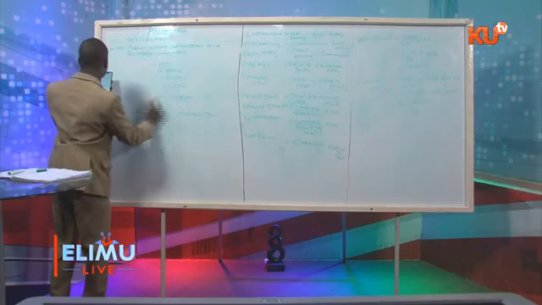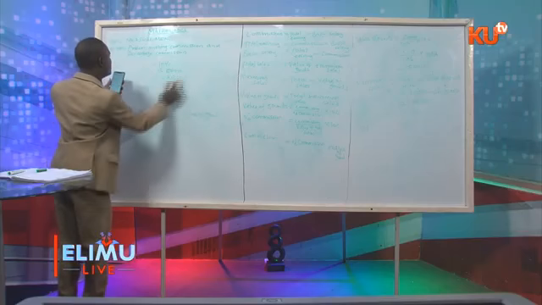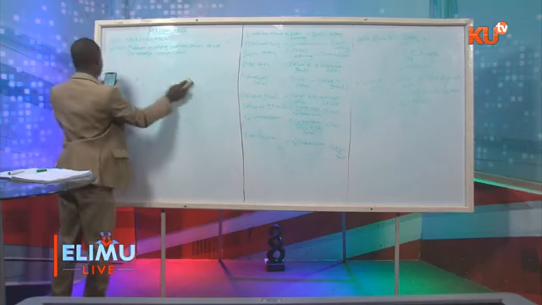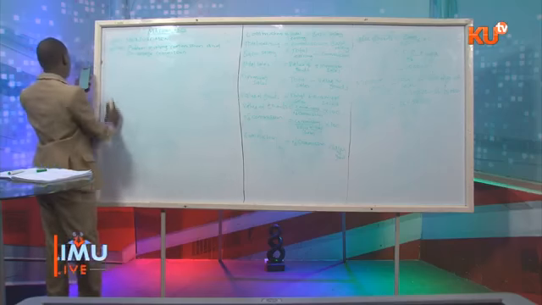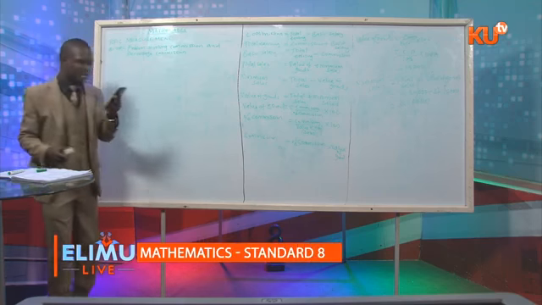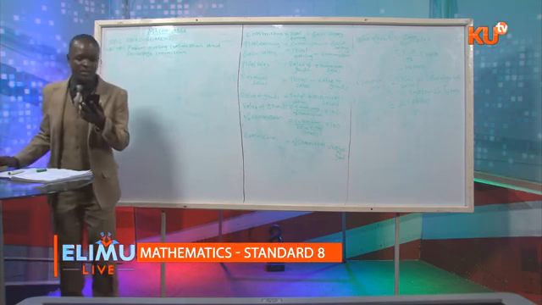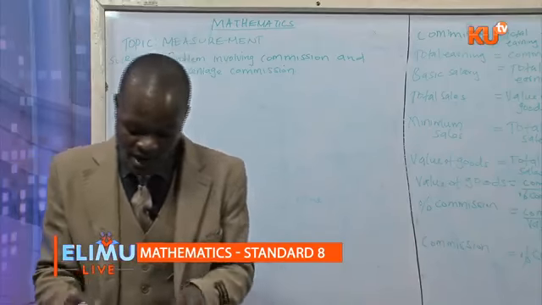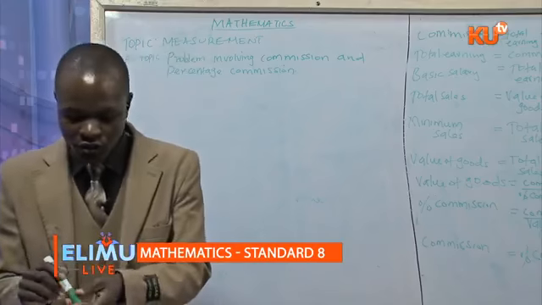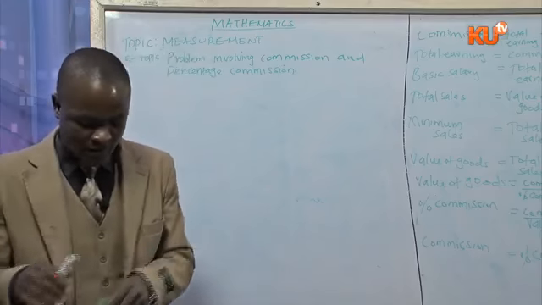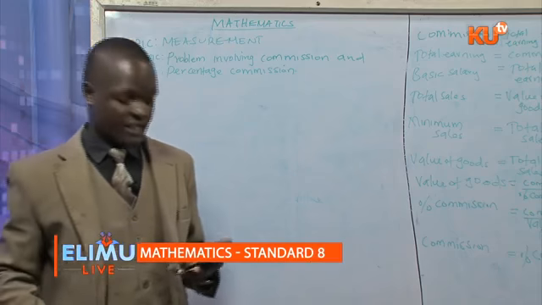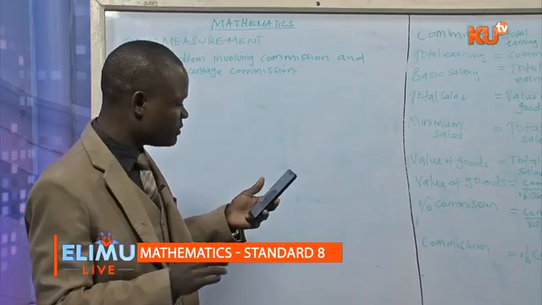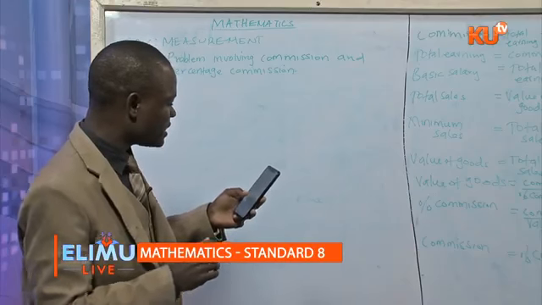So the question I read: an agent earns a basic salary of 4,500. In 1 month, he sold goods worth 8,000 and was paid a total salary of 4,900. What percentage commission did he get? So now this one requires us to find the percentage commission. What I want us to do first is to write the information, and then after that we'll be able to work it out. This one is in slide 7.